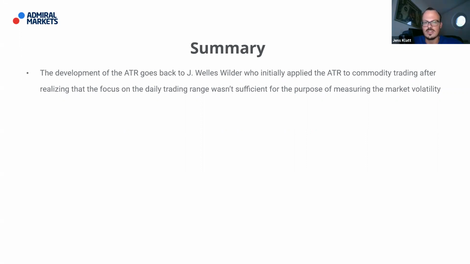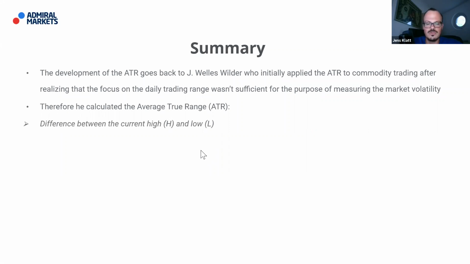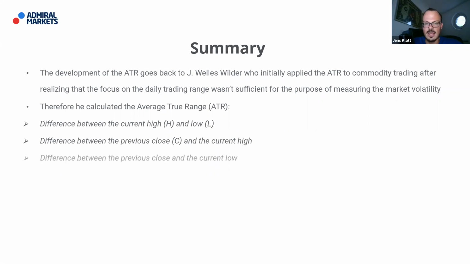And what he did was he initially applied the ATR to commodity trading after realizing that the focus on the daily trading range wasn't really sufficient for the purpose of measuring market volatility. Therefore, he calculated the average range based on the difference between the current high and the low of the day. Then he also used the difference between the previous closing price and the current daily high, and the difference between the previous close and the current low. Based on that, he calculated the ATR, which is used by professionals today.